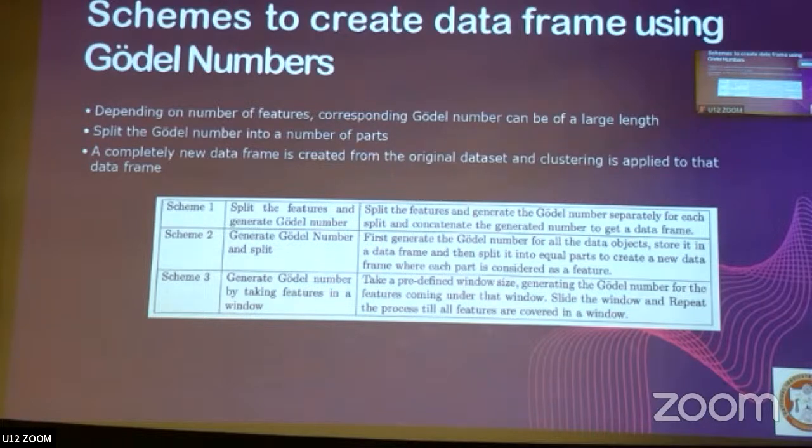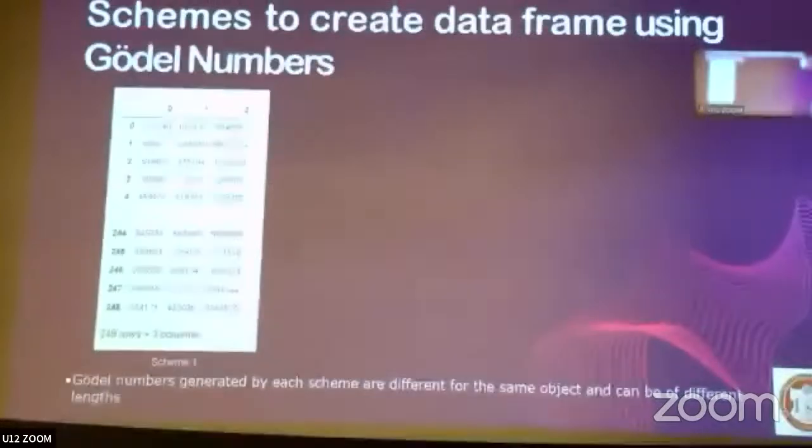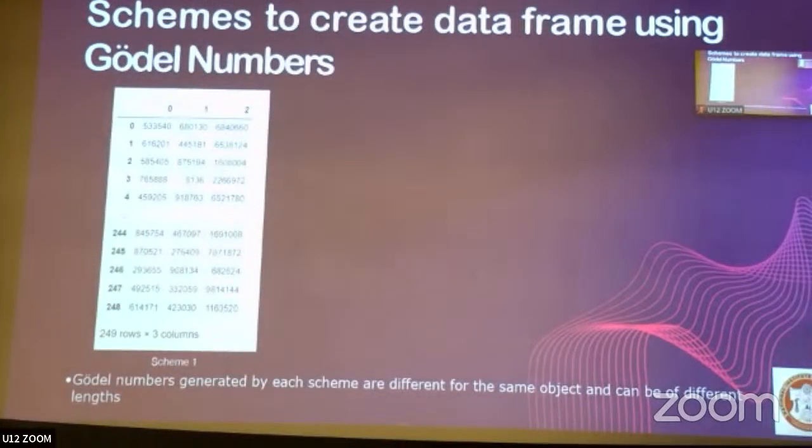Second, we generate the whole Gödel number and then divide it into some parts. And third, we took a window and moved it over the features. So say the first and second features combined create one Gödel number, then the second and third features combined create the second Gödel number, and so on. Obviously for each of the schemes, for the same object, the Gödel number generated will be different. So this is the first scheme. Here we are converting into a total of 3 features, so the 0th feature is a combination of a couple of features, and so on.